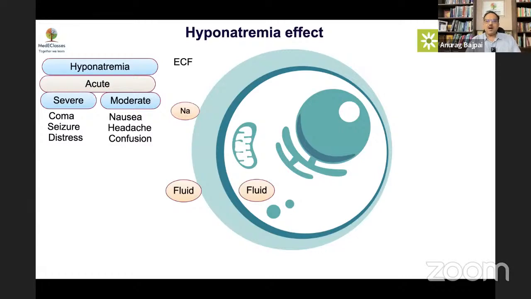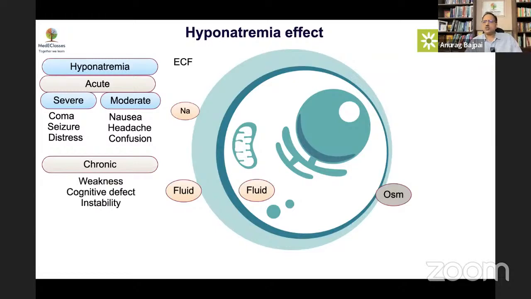Now, as time passes, there is extrusion of the osmoles from the cell, which then will try to adjust their size. There will be some chronic symptoms like weakness, cognitive disability, instability, and vomiting. These will be the features of chronic hyponatremia.